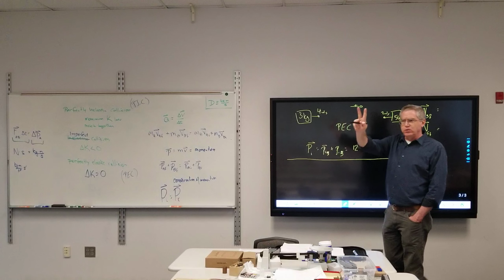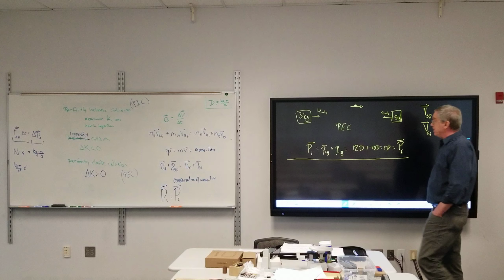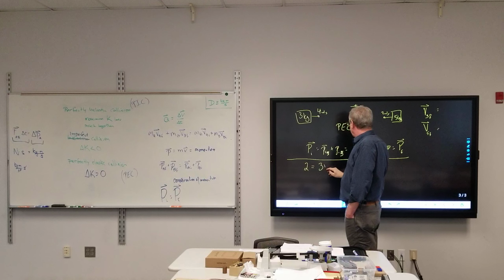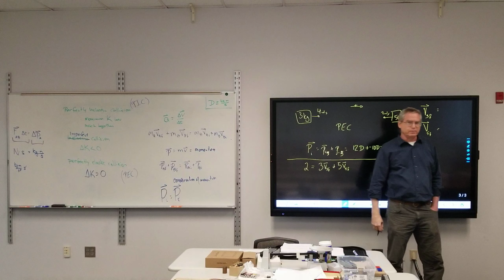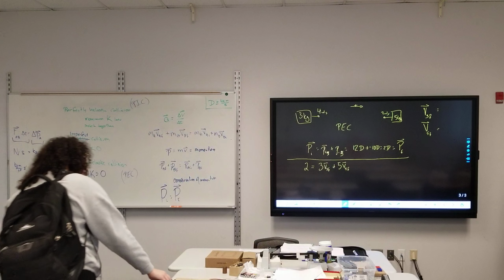So I have 2 unknowns, so how many equations do I need? 2. At least, yeah, 2 independent equations. So my first one is 2 equals 3 V3 final plus 5 V5 final. That is my first equation right there. My second equation comes from the idea that kinetic energy is conserved. So my initial kinetic energy equals my final kinetic energy.